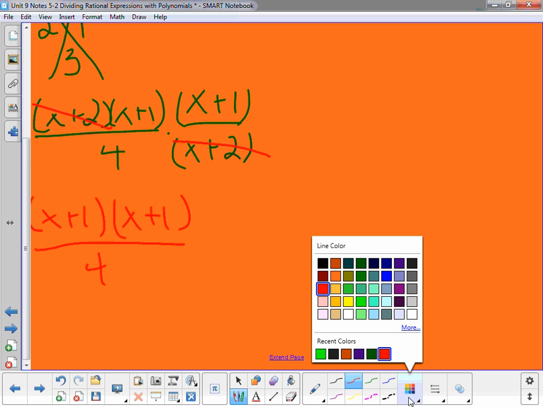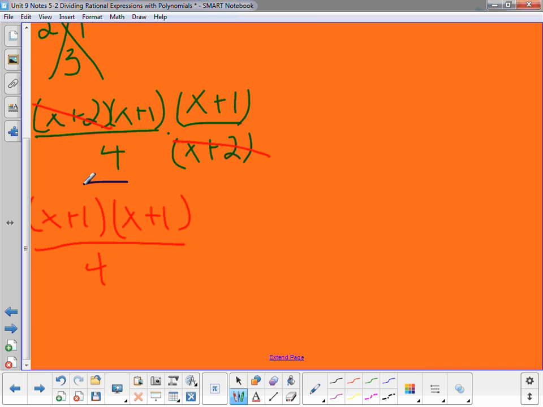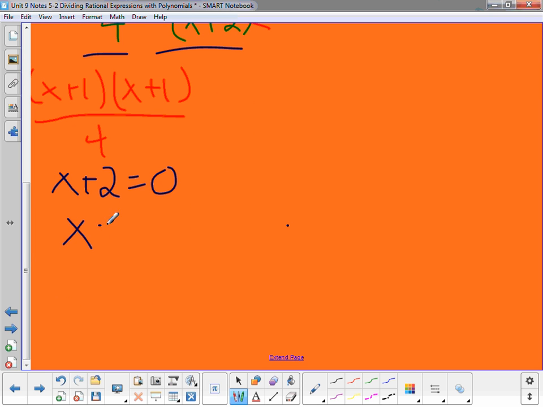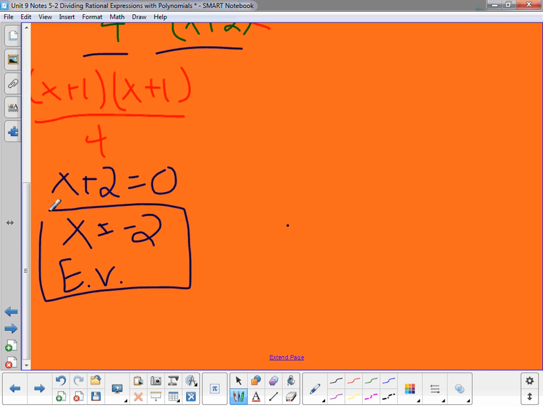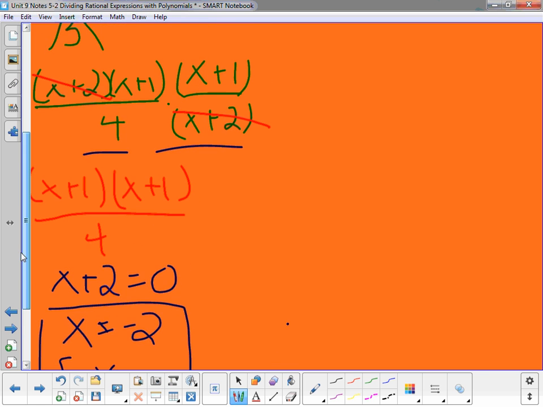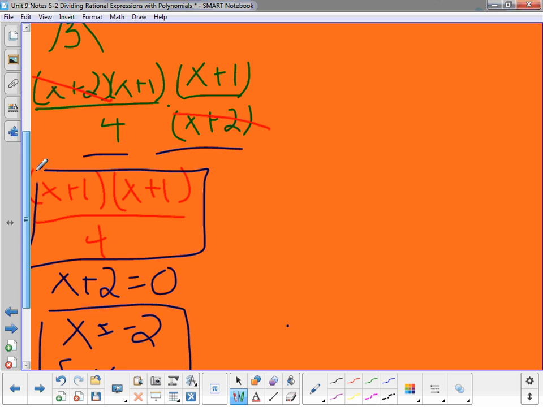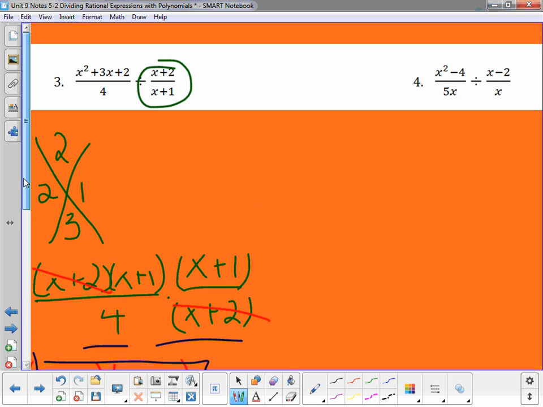Don't forget to calculate out your excluded values. So we have this and this on the bottom. Well, 4 is never going to be equal to 0. So all we have to do is check when x plus 2 is going to be equal to 0. And then we get that x cannot be negative 2 for that excluded value. Okay, all I did was solve that for x. So here's your simplified version, and then you want to have your excluded value.